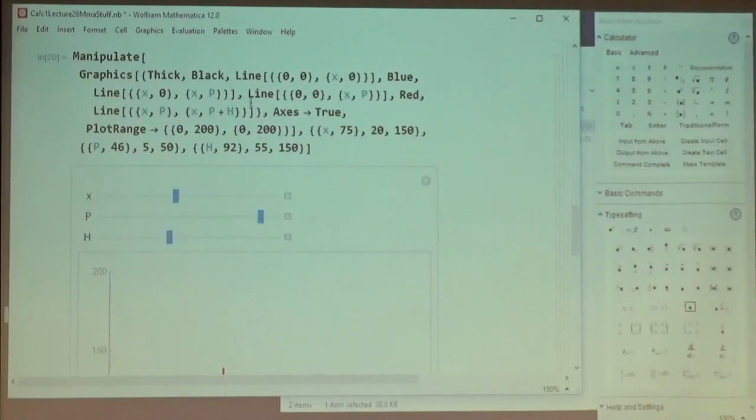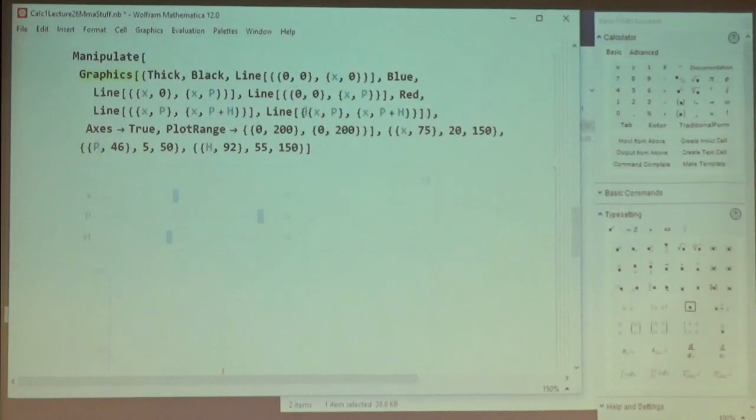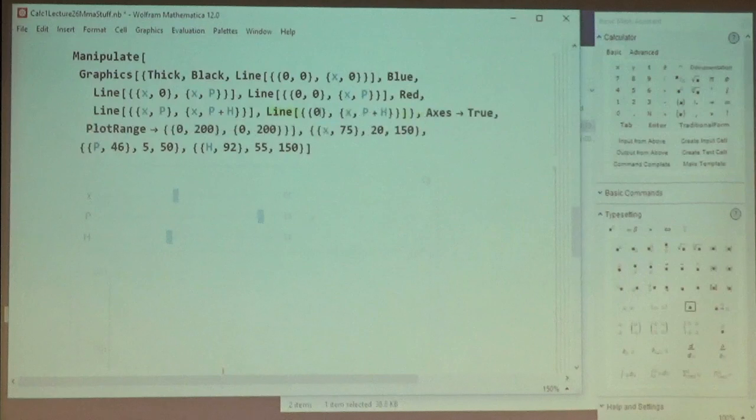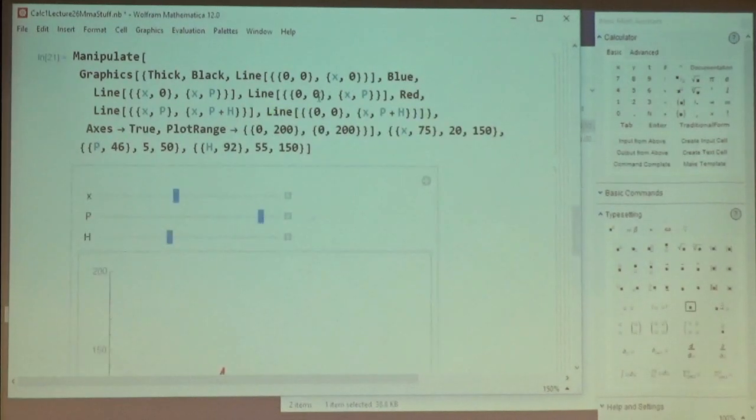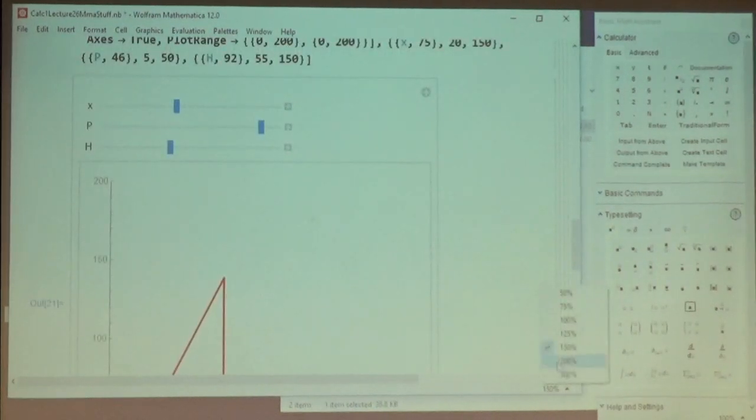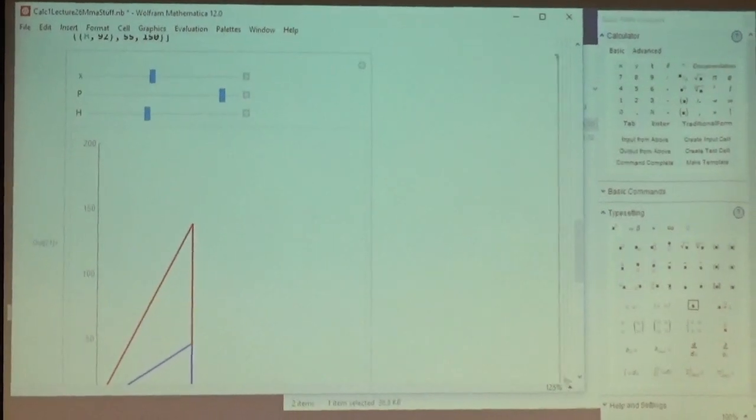And finally, let's do one that's another red one. This will be our last one here, starting at the origin, 0, 0, and going to the top of the statue. So now we can see the situation.